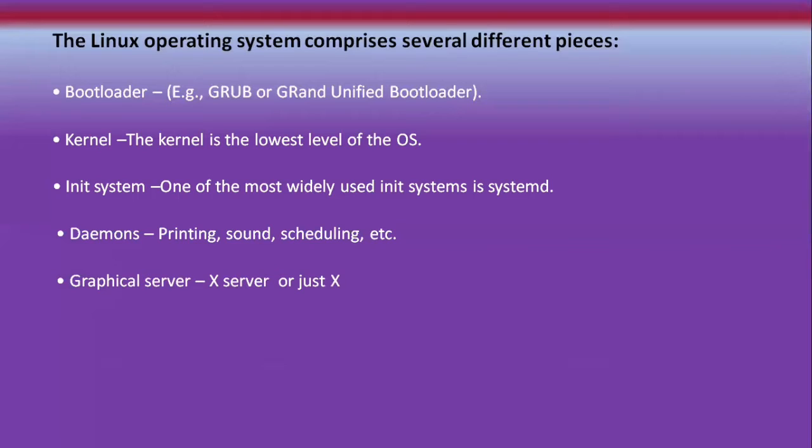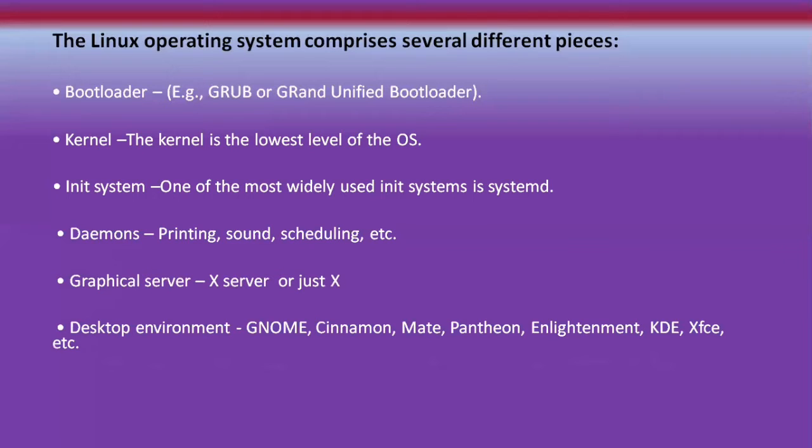The next one is the desktop environment. This is the piece that the users actually interact with. There are many desktop environments to choose from, like GNOME, Cinnamon, MATE, Pantheon, Enlightenment, KDE, Xfce, and many more. Each desktop environment includes built-in applications such as file managers, configuration tools, web browsers, and games.